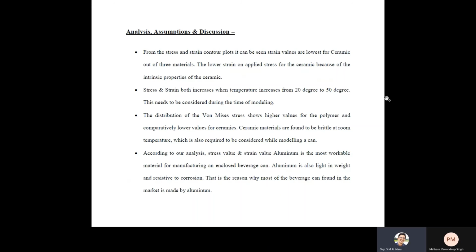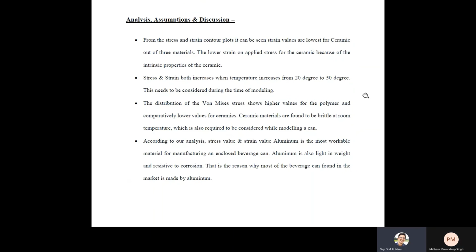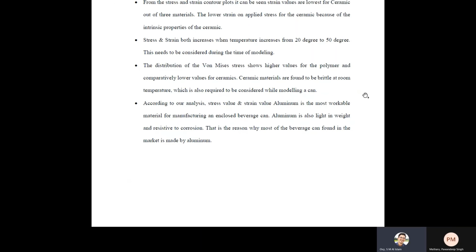Now I'm moving to the analysis and result part. The maximum principal stress and strain contour plots indicate that strain values are lower for ceramics. Apparently, it is lowest for ceramics out of all three materials we chose. The lower strain on applied stress for the ceramics can be attributed to the intrinsic properties of the materials, by which I mean modulus of elasticity, density, these things. And another thing, stress and strain both increase when temperature increases, so during modeling, we should consider this.